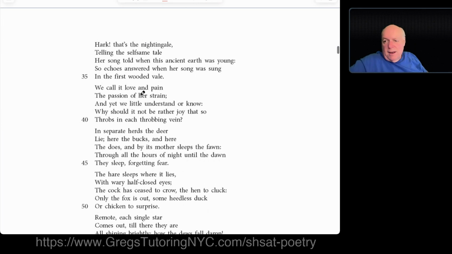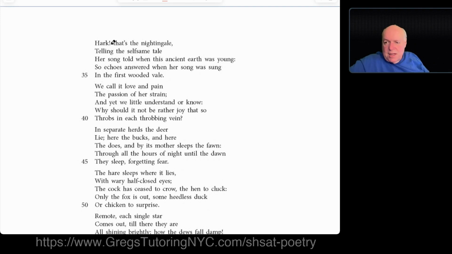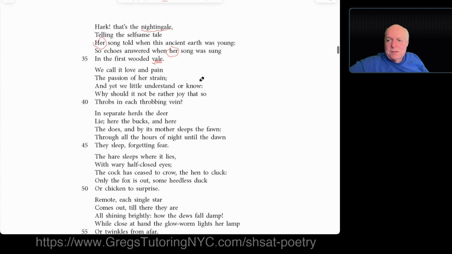So again, so far we have a lot of consistency. Hark, that's the nightingale, telling the self same tale. Her song told when this ancient earth was young. So echoes answered when her song was sung in the wooded vale. So that's valley. All right. So in the forest or wherever they're at, there's a nightingale singing. I might be wrong, but I think it's only the male nightingale who sings. So it's talking about her. I don't know if that's a technicality. There's an error there, or I'm wrong. But that might be something I should Google after this.